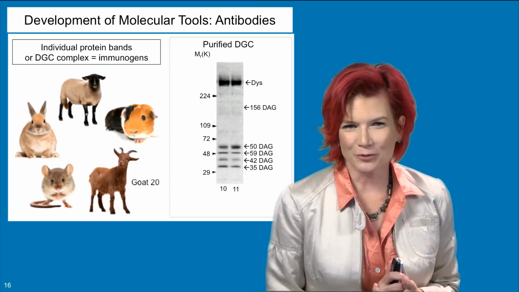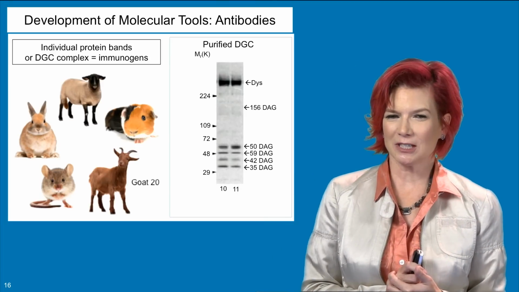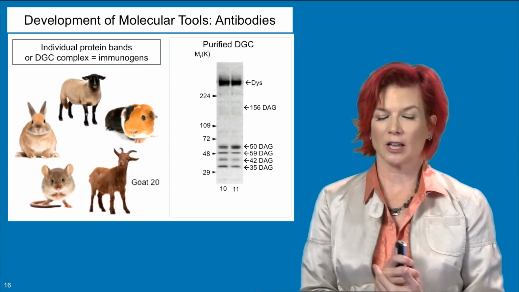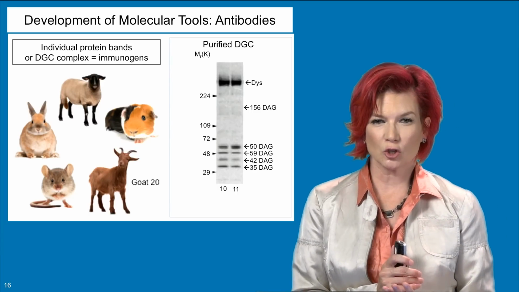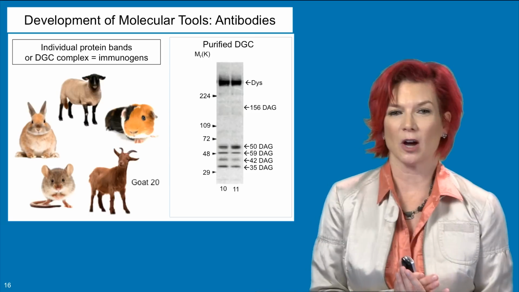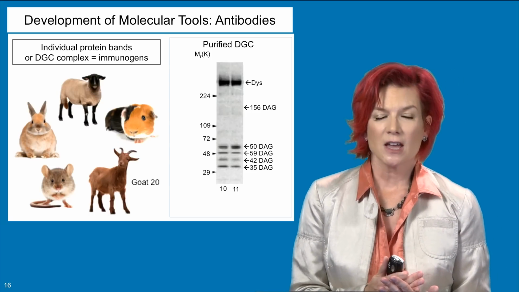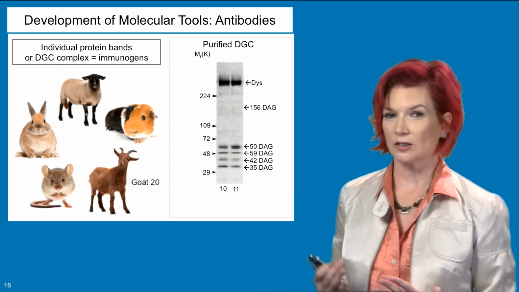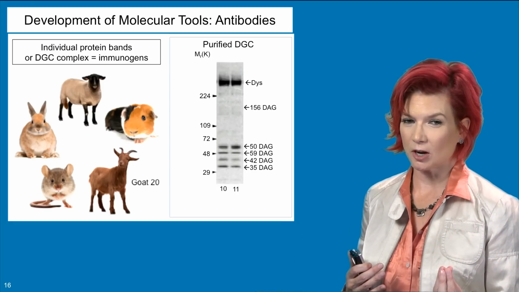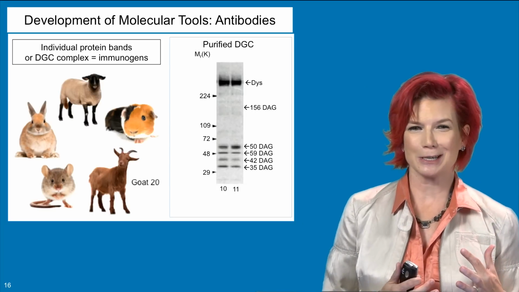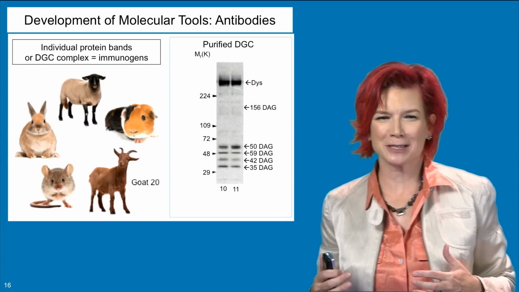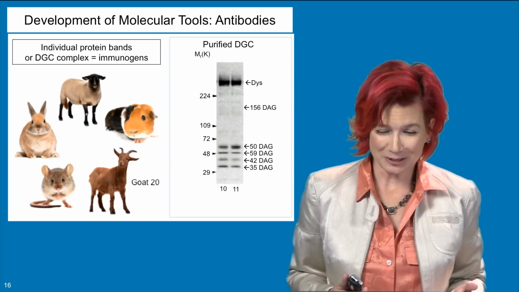Okay, one of the brilliant things that Dr. Campbell did once he purified dystrophin and its associated glycoproteins is he created molecular tools. In particular, he created a whole plethora of antibodies that recognize dystrophin and recognize the proteins that are associated with dystrophin. And he injected the purified dystrophin-glycoprotein complex into as many animals as he could get his hands on. He injected it into hamsters, into sheep, rabbits, even a goat.